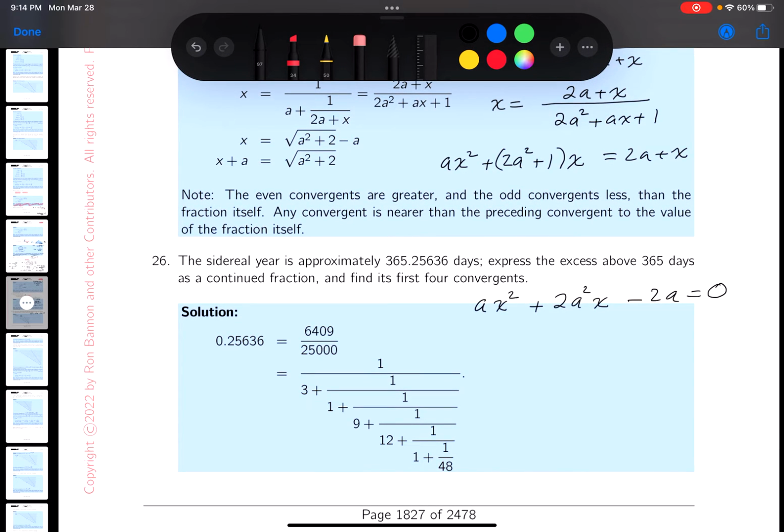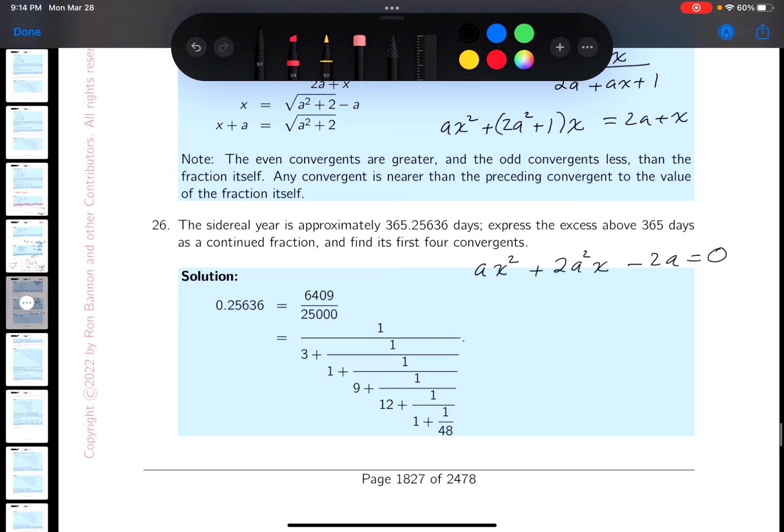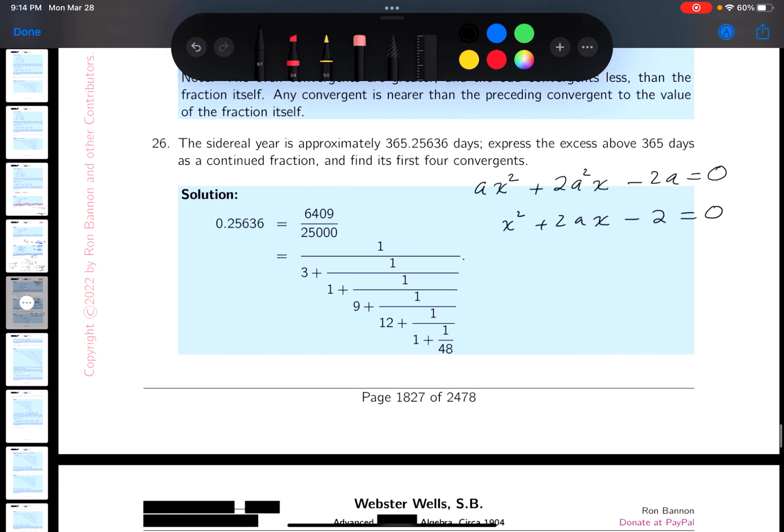Oh, pretty nasty looking, isn't it? What am I going to do now? I am going to divide both sides by a. You get x squared plus 2a x minus 2 equals 0. Now, I'm going to use the quadratic formula. So what do you get?